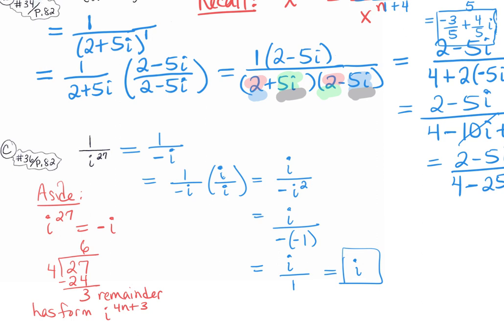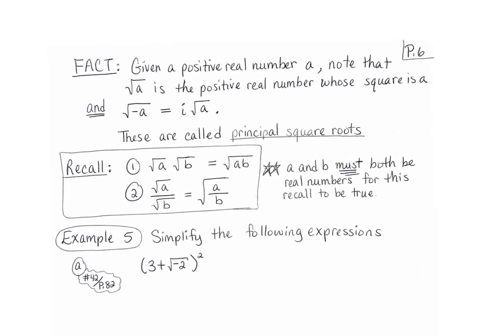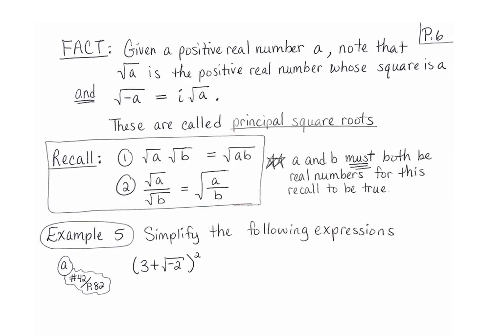Okay. So, a fact, we can now say, given a positive real number a, note that the square root of a is the positive real number whose square is a, and we can say that the square root of negative a is equal to i times the square root of a. Does this make sense?